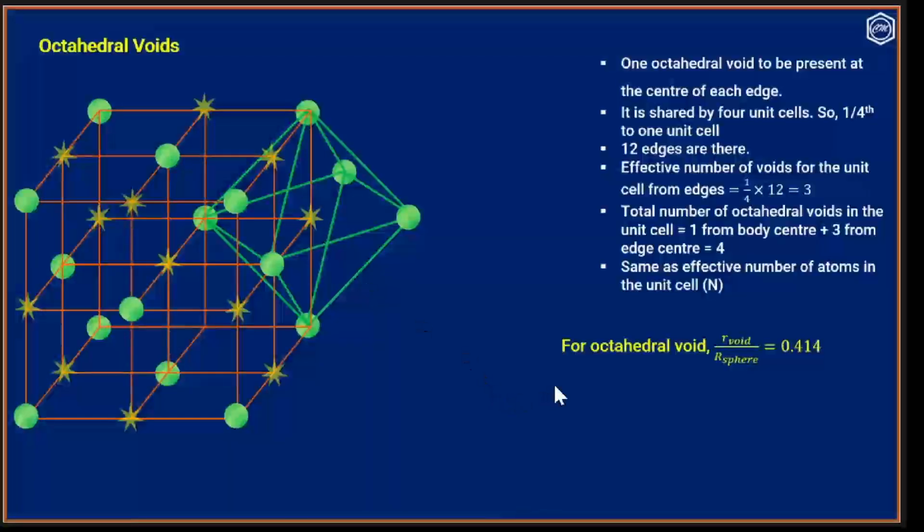For an octahedral void, consider the ratio R void by R sphere. R void means the radius of the sphere that could be accommodated within this octahedral void. R sphere is the radius of the sphere that makes the octahedral void. This ratio, R void by R sphere, is equal to 0.414. And an octahedral void is larger than a tetrahedral void.